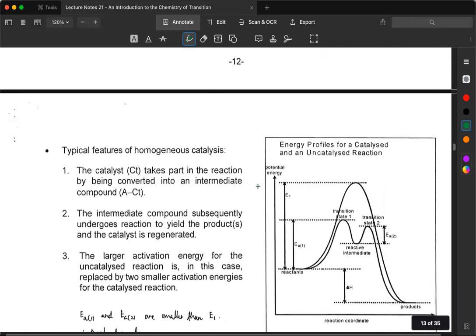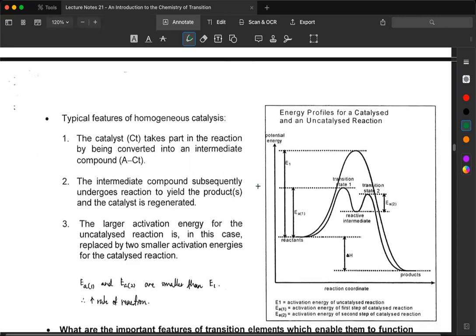Okay, so the mechanism is very different. The homogeneous catalyst, in the same phase as the reactants, will participate directly by reacting with it. But the heterogeneous catalyst will just be providing a surface for the correct orientation of reactant molecules to be adjacent to each other so that the reaction can proceed with a lower Ea and hence increase the rate of reaction. So a typical feature of homogeneous catalysis is that the catalyst takes part in the reaction by being converted into an intermediate compound. And this intermediate compound will subsequently undergo reaction to produce the product and allow the catalyst to be regenerated.